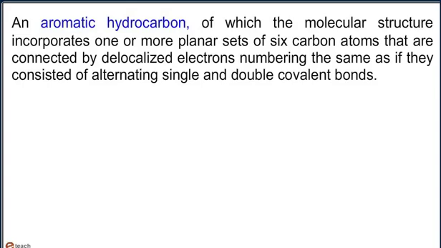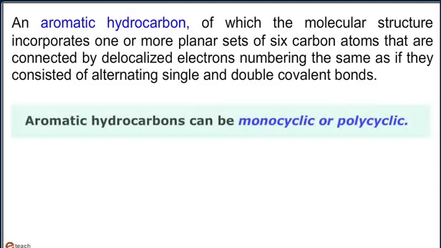An aromatic hydrocarbon is one whose molecular structure incorporates one or more planar sets of 6 carbon atoms that are connected by delocalized electrons numbering the same as if they consisted of alternating single and double covalent bonds. Aromatic hydrocarbons can be monocyclic or polycyclic.